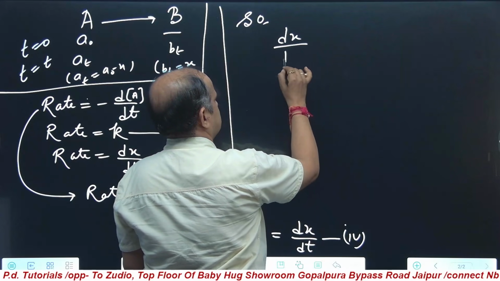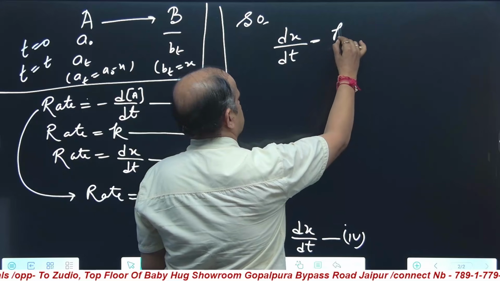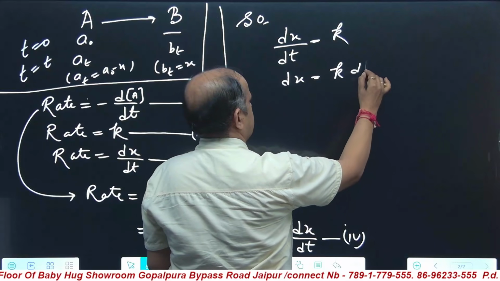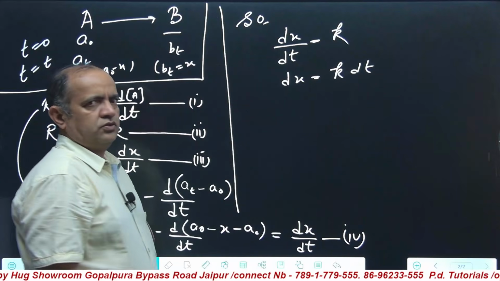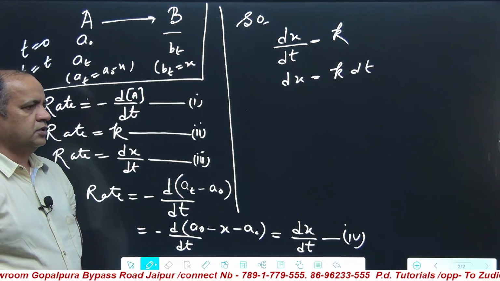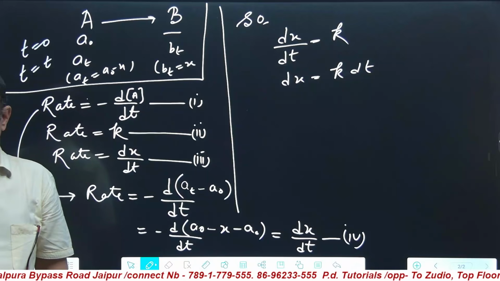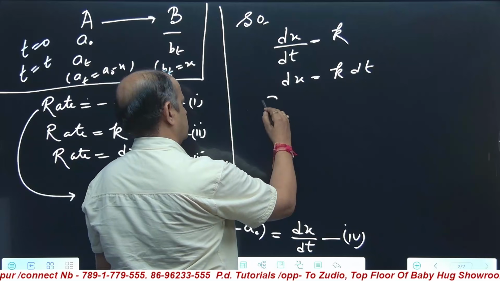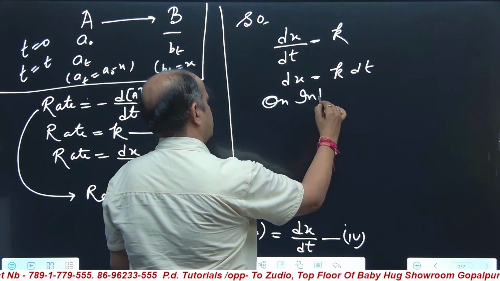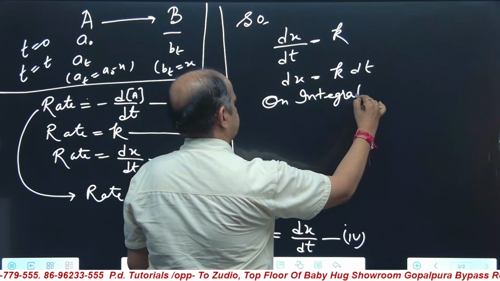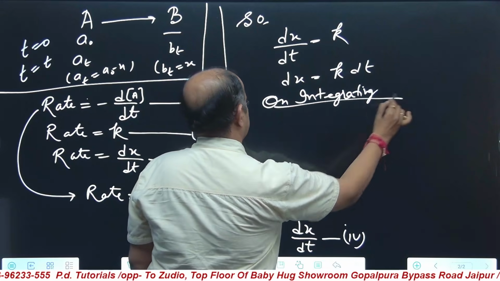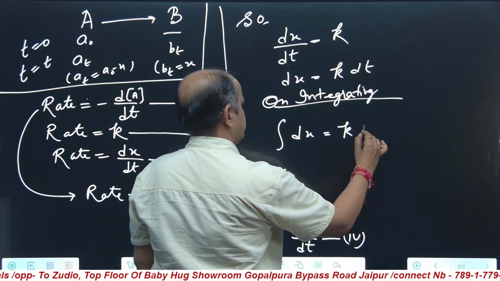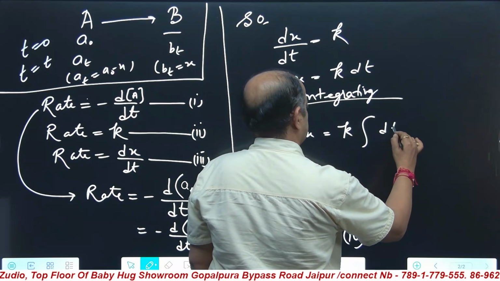dx by dt is equal to k. So dx is equal to k dt. Now we will take help of integration. On integrating, dx, keep k outside, dt.